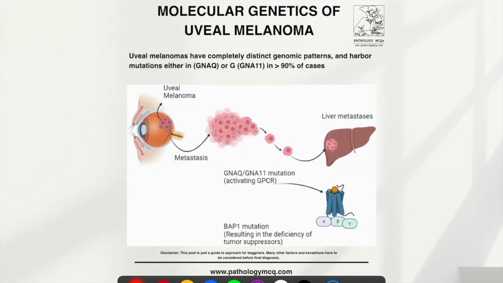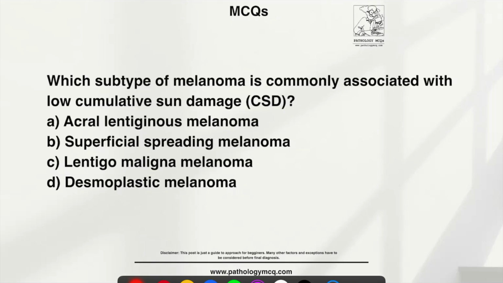Okay. And then coming to uveal melanomas, they have a completely distinct genomic pattern compared to mucosal and cutaneous melanomas. So these melanomas harbor mutation in either GNAQ or GNA11. So almost 90% of cases harbor mutations in G protein associated proteins such as GNAQ and GNA11. Okay, so these activate G protein coupled receptors, which in turn may activate the downstream pathways. Okay, so BAP1 mutation can also be seen in certain cases.